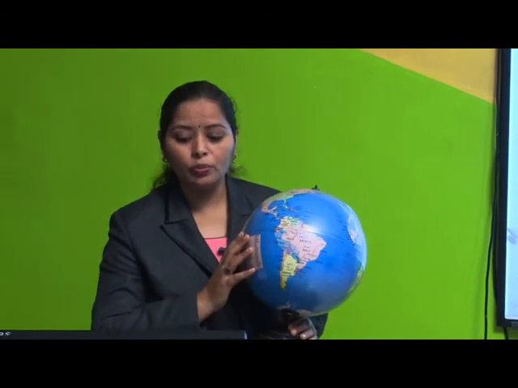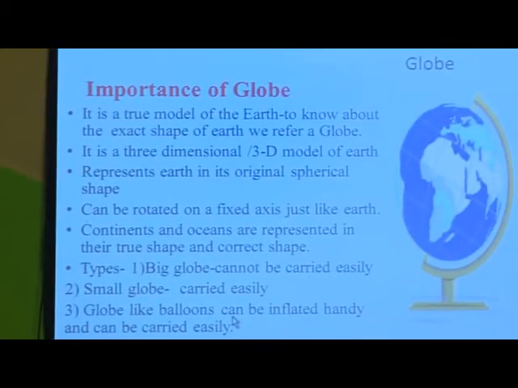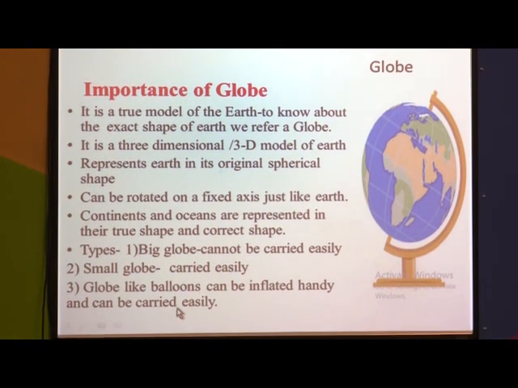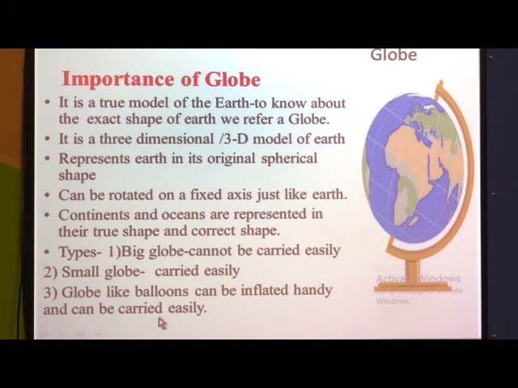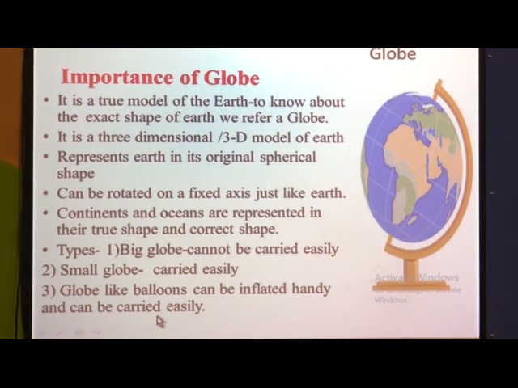There are big globes which cannot be carried easily. For example, this one, this is a big globe which I cannot carry easily. Then there are also small globes which we can carry easily, and one more type of globe is there, that is called globe like balloons. They can be inflated, they are handy and they are easy to carry. So children, now what we have seen? We have seen the importance of globe. Actually, what is globe? It is a true model of the earth.